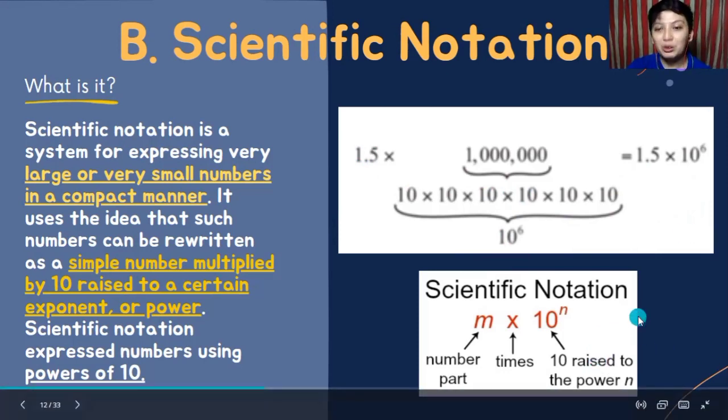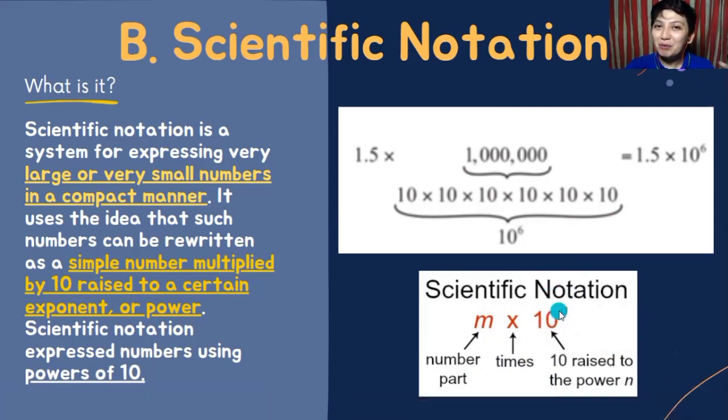So remember this formula. In writing scientific notation, we have M times 10 raised to N power. M here is the number part, times here means times the power of 10, raised to the power of N, all right? It depends on how you move the decimal point, whether you move it to the left or to the right. Later on you will see that, and how many movements you made. Okay, let's proceed to the next one.